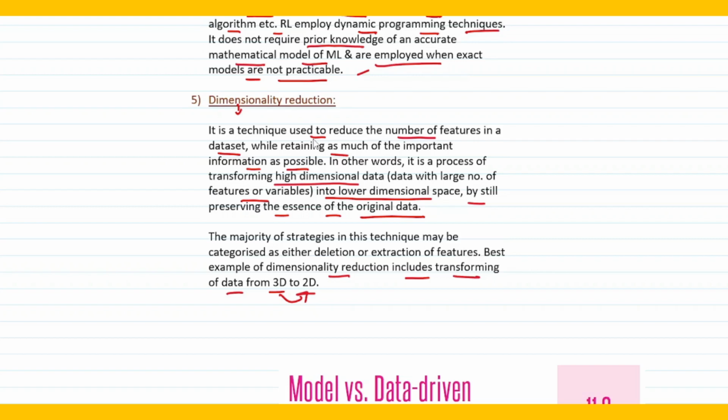Now the majority of strategies in this technique may be categorized as either deletion or extraction of features. So the two things that you can do is either delete the features or extract the features, right? So basically when you reduce the number of features in a data set while retaining the original information to the extent possible, that is called dimensionality reduction. The best example is that of 3D to 2D.